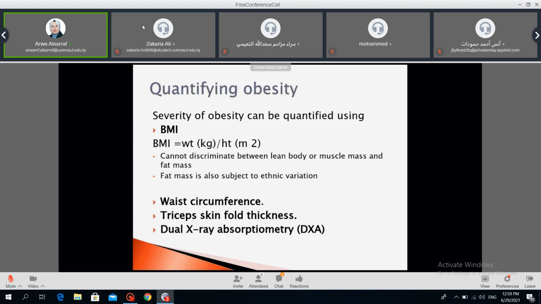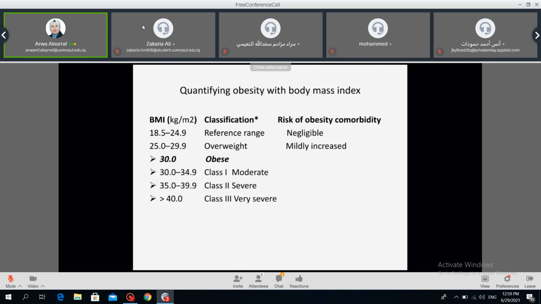So, this is a very important table, I want you to concentrate on it because it will quantify obesity according to body mass index. The ideal normal range will be 18.5 إلى 24.9 kilogram per meter square. هذا يعتبر reference normal range. And if your body weight is within this range, then the risk of obesity will be negligible. The risk of complications, or comorbidity of obesity, will be negligible.